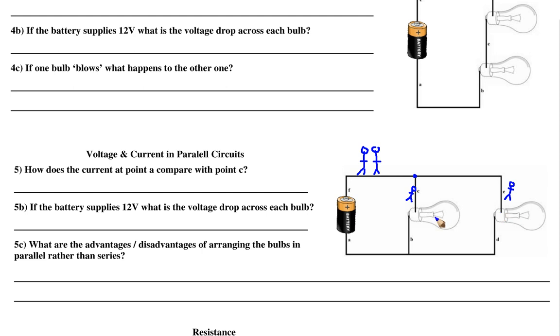But in this case, if the bulbs are equal, they'll split. We'll have 2 of them here, and half of them will go this way and half of them will go that way. And then coming through the other side, well, remember, current isn't consumed.